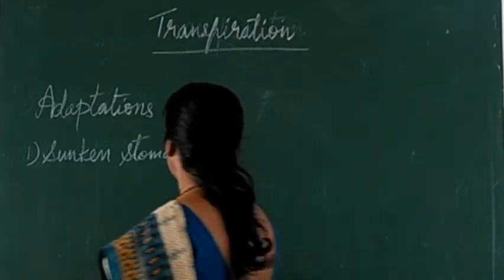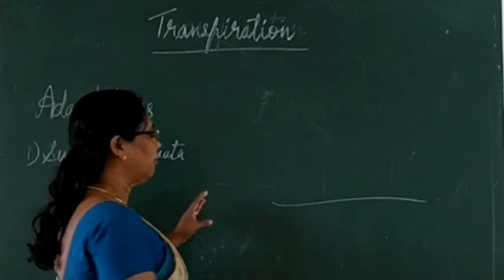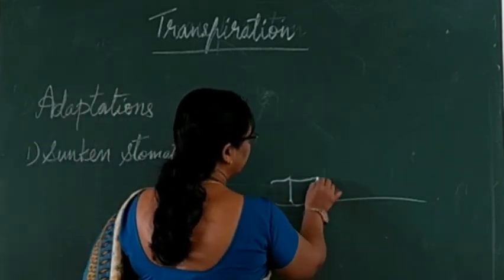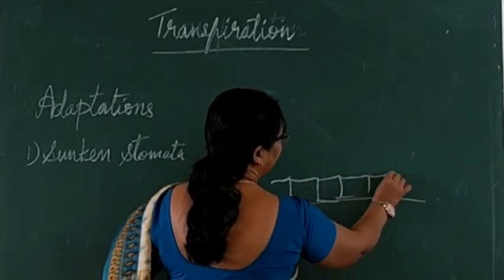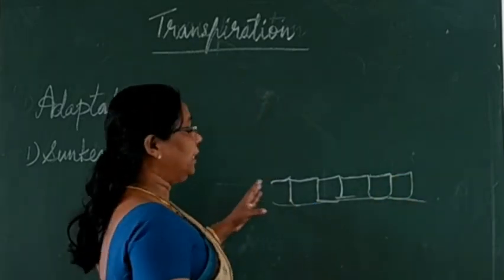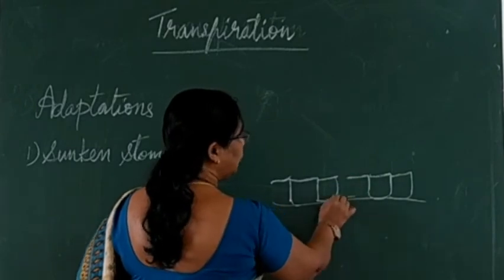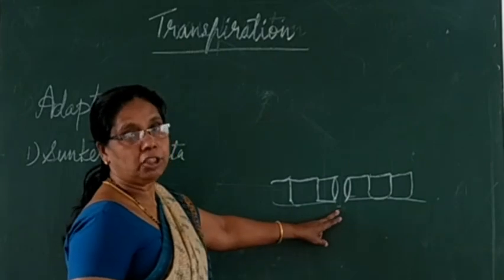So in the lower surface of the leaves, I am drawing only the lower surface. Already I have shown you the structure of the leaf, the cross section of the leaf. So here in the lower surface, the first layer is covered by lower epidermis, and here the stomata is present. Usually stomata will be like this. This is the opening of stomata.